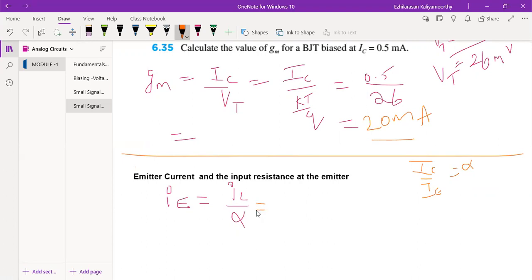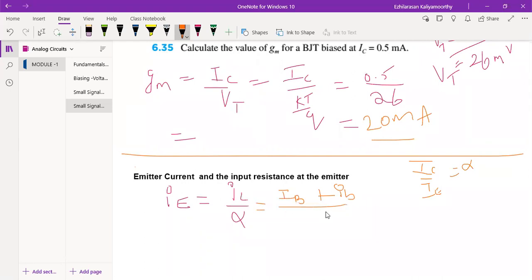I can say the small IC is nothing but what? In your diagram, normally you have two quantities. If I have IC, the quantities are like this: IB plus IB. This is the DC quantity, and this one is the signal quantity. So when you add the two, we get this quantity. Adding the DC quantity plus the small signal quantity will give the quantity IC.